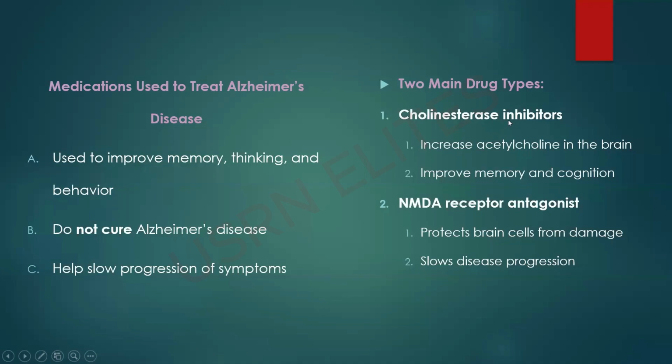So the cholinesterase inhibitors, like we talked about, they increase acetylcholine in the brain. Okay, and we've talked about how they do that, right? Cholinesterase inhibitors prevent the degradation of acetylcholine, thereby increasing acetylcholine in the brain. And when they do that, they are going to improve memory and cognition. All right.